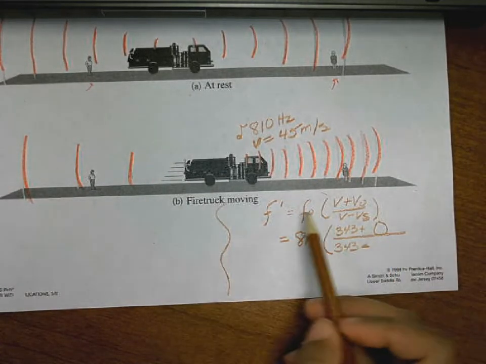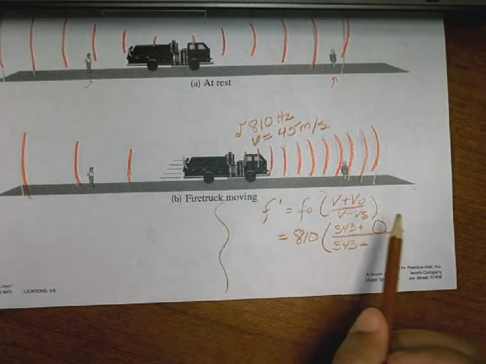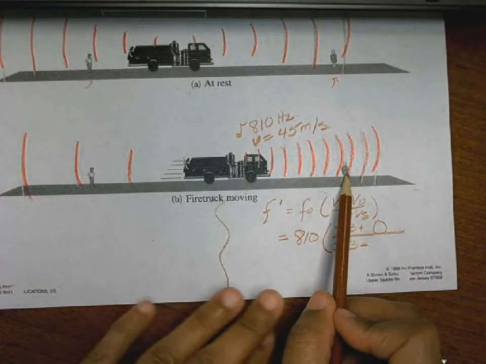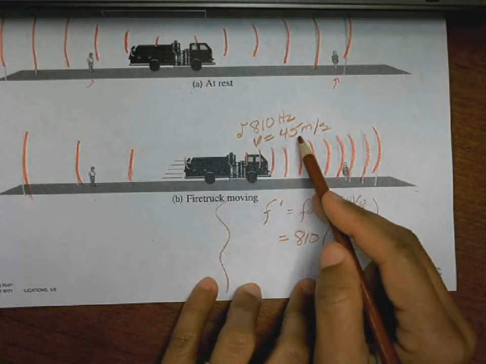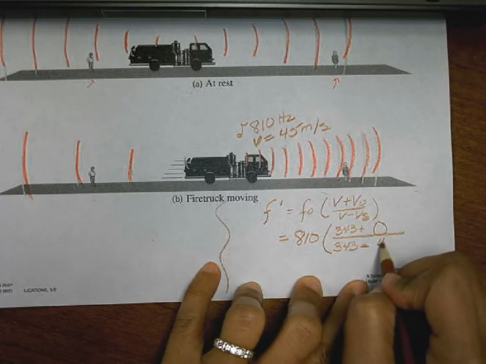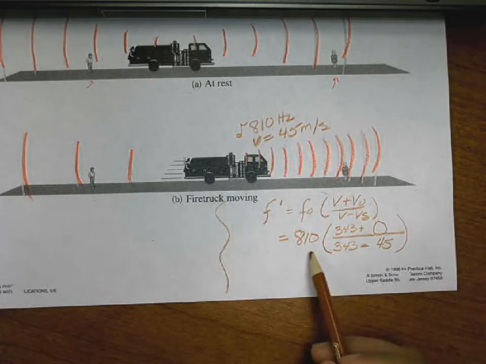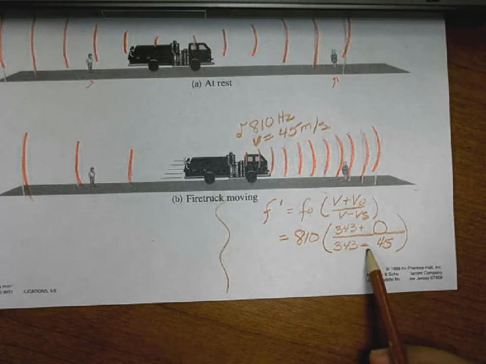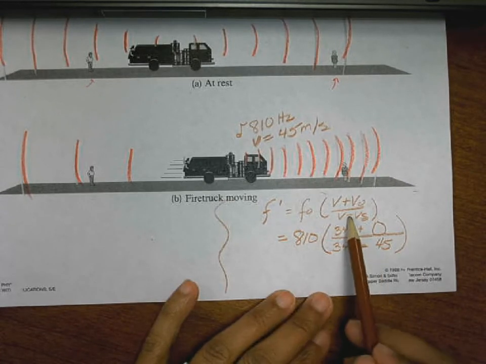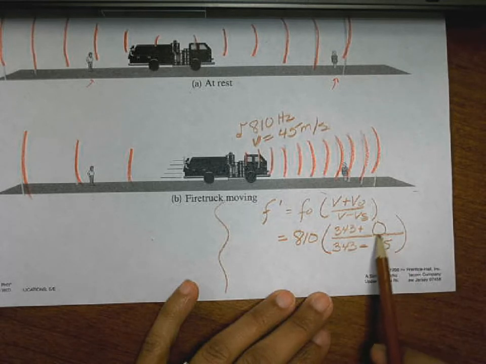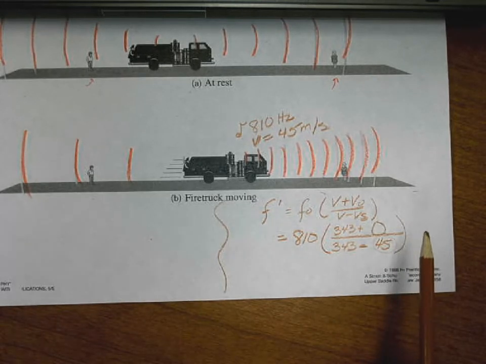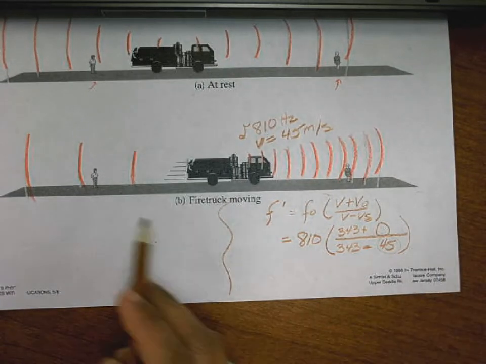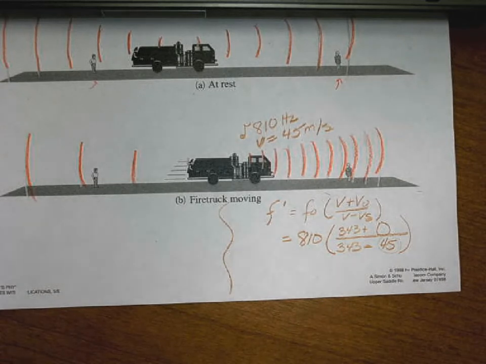And the source, is the source going toward or away from the observer? In this case, the source is going toward the observer, so the velocity of the source is 45, so I will keep it 45. So it's 343 divided by 343 minus 45. This minus stays with the equation, but the speed of the source was positive, so I put that number in as positive.